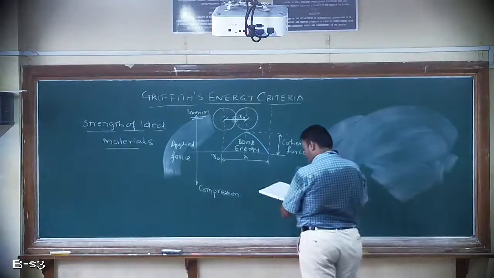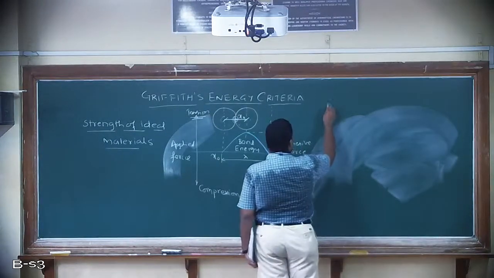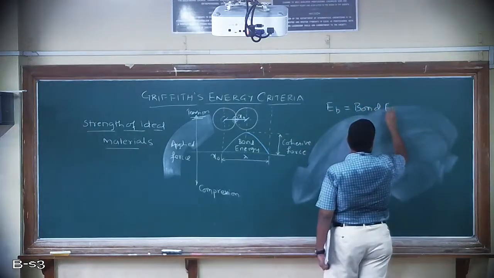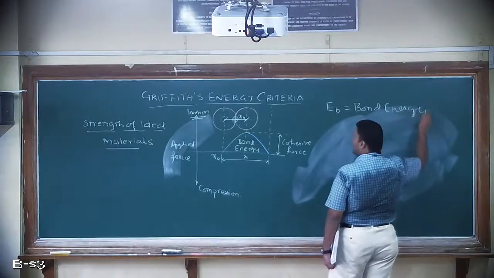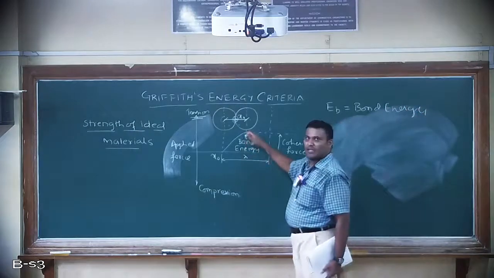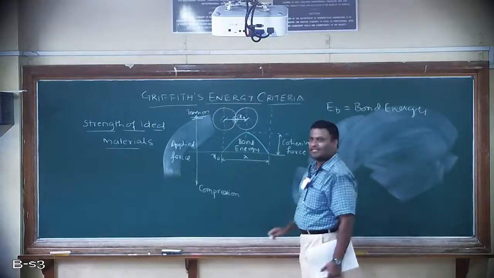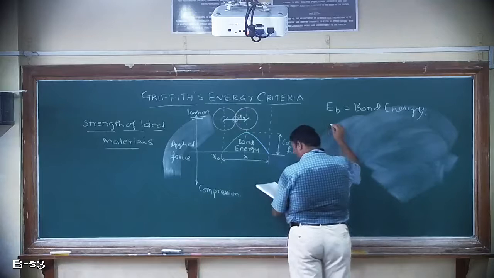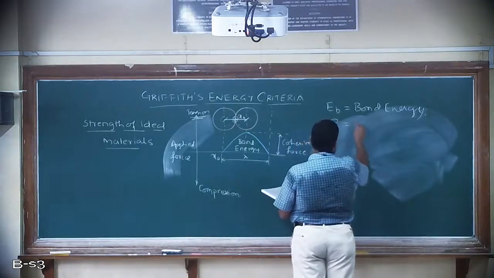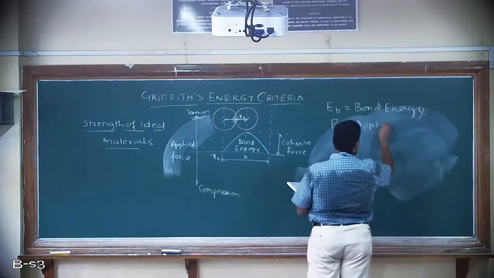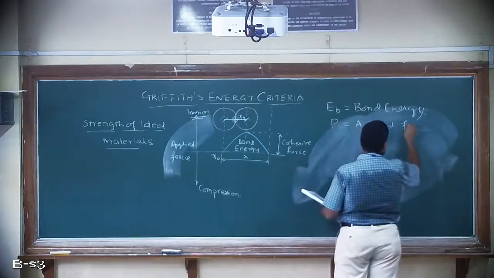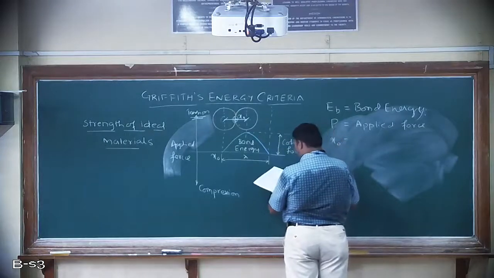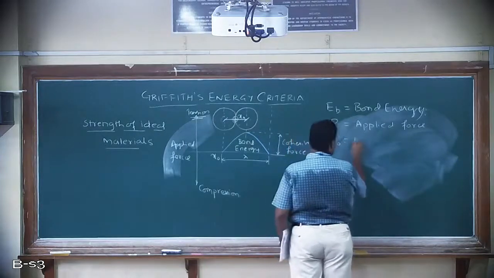So what are those parameters? First, we denote EB as the bond energy. So what is this bond energy? The total amount of energy that is present when the bonding is taking place. Then we take P as the applied force or applied load, and we take x0 as the equilibrium spacing.